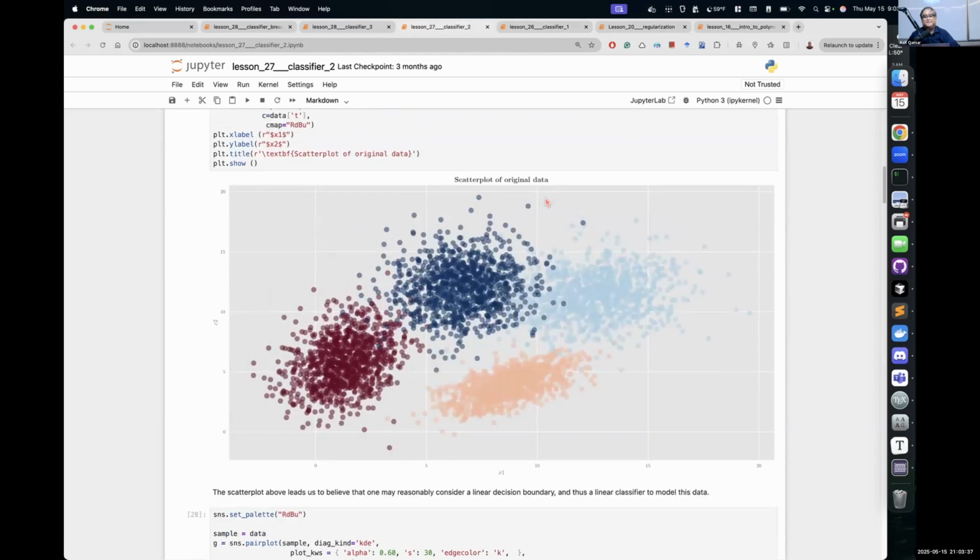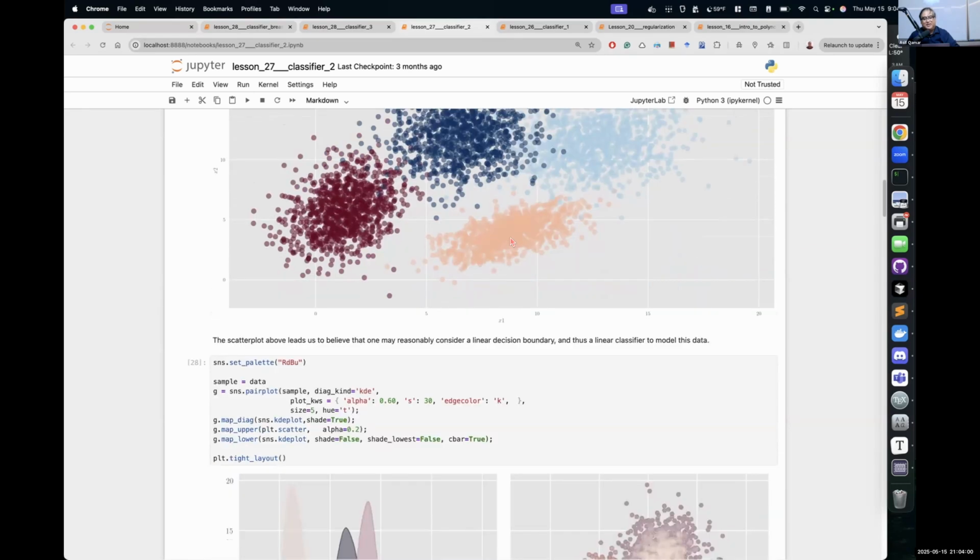Oh, what about this? There are 4 blobs of data. There is some small degree of overlap. Now, this is what is called multi-class classification. There are 4 classes, isn't it? If you want to think in terms of fruits, there are 4 kinds of fruits. And now you have to identify which is which.